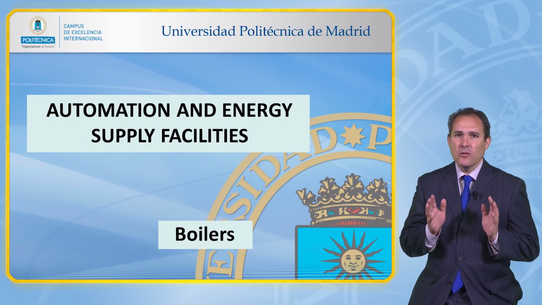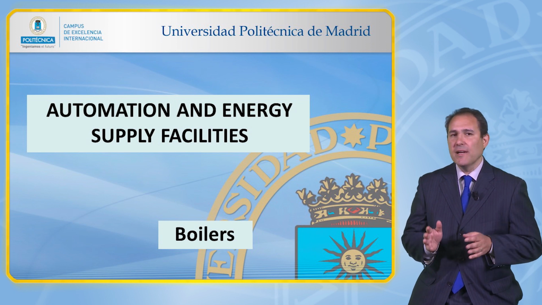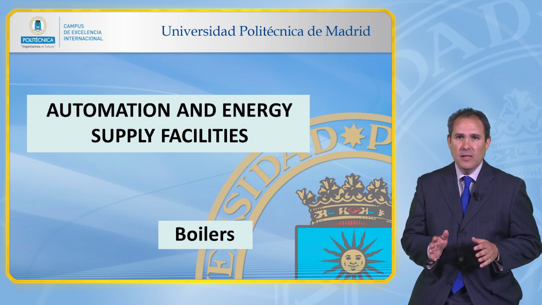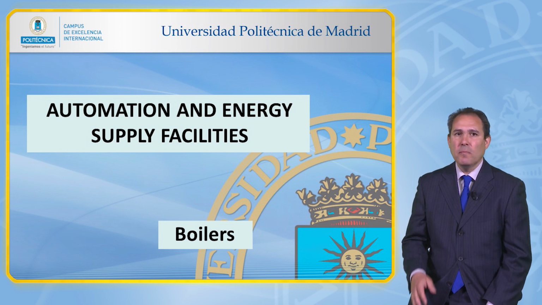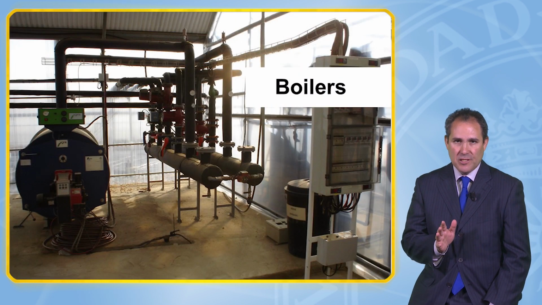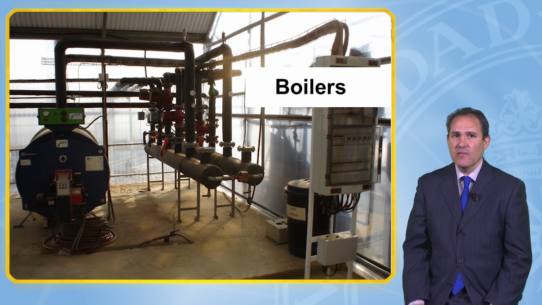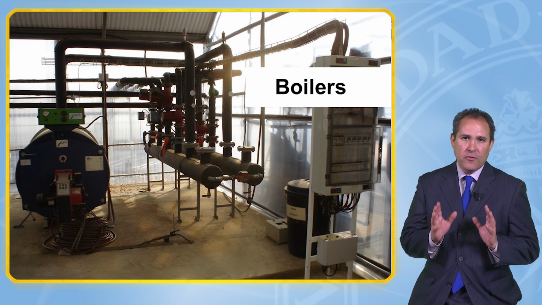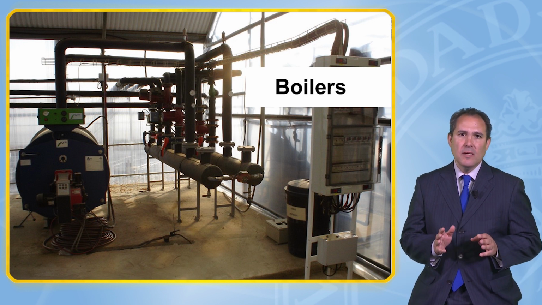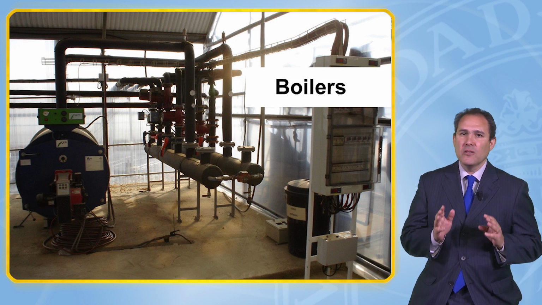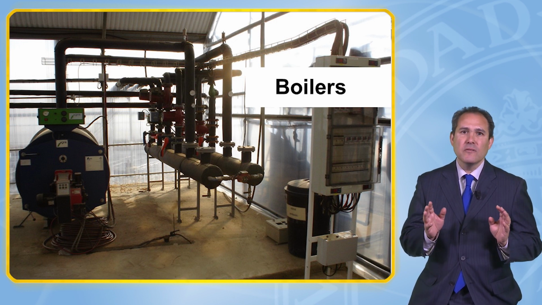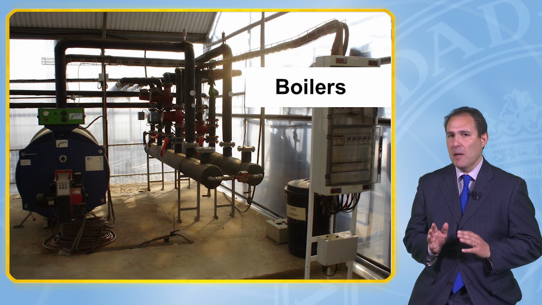This video belongs to the subject Installations of Energy Supply and Automation. The objective is to define the fundamentals of the power calculation in boilers and the basic methodology for the estimation of fuel consumption, both with conventional fuels and with biomass. Some useful methodologies are included for projects and scientific papers.